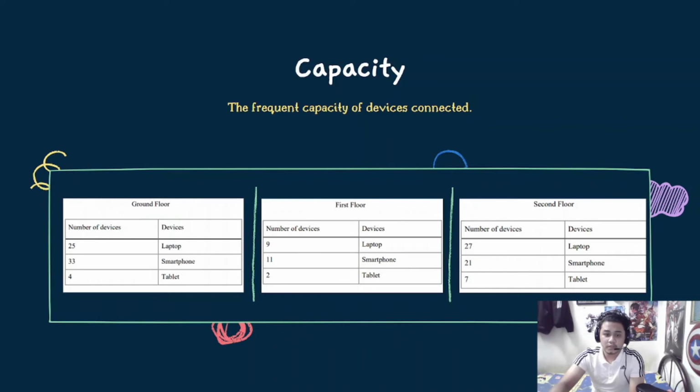So the frequent capacity of the devices connected to the access point must also be considered. Each floor has a different department and a different number of connected devices. So the number of users in question must be listed in the table below, although these are all expected numbers for the devices. On the ground floor we have 25 laptops, 33 smartphones and 4 tablets. For the first floor, 9 laptops, 11 smartphones and 2 tablets. And lastly, the second floor, 27 laptops, 21 smartphones and 7 tablets.